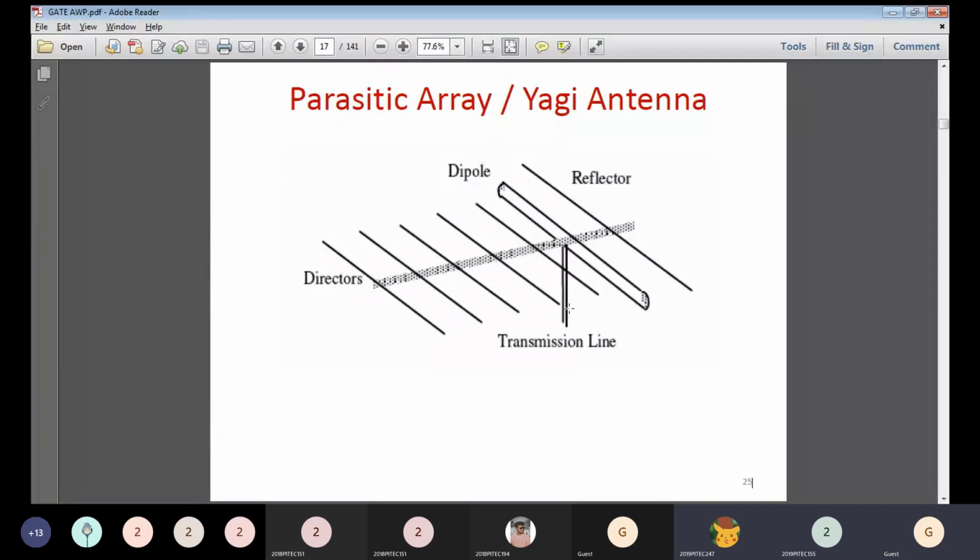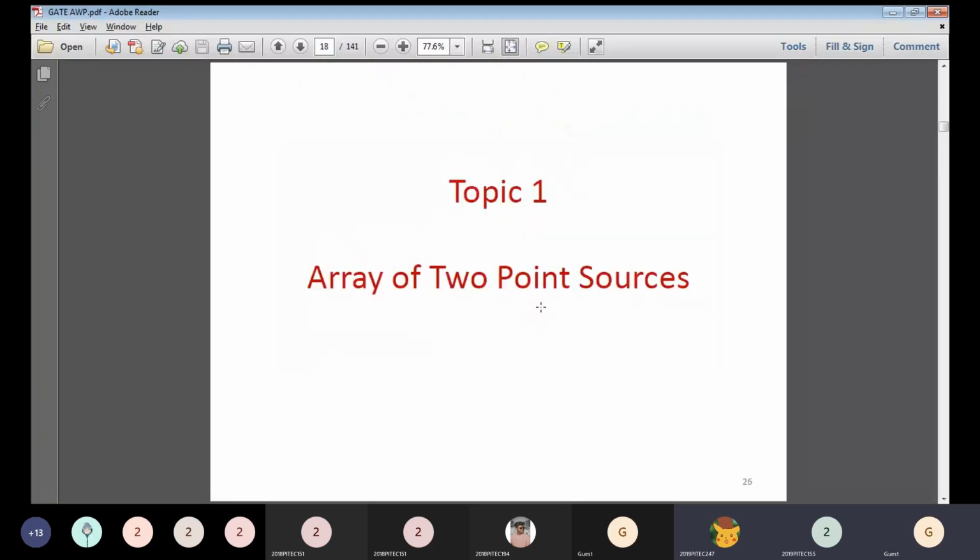In older days we used this antenna for the reception of television signals, TV signal reception. We use this Yagi antenna. Now we'll see about the array of 2-point sources.